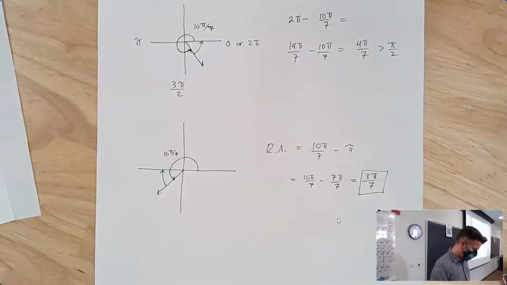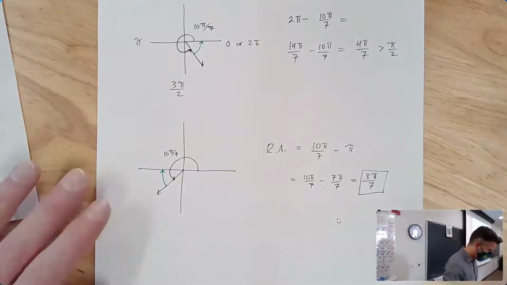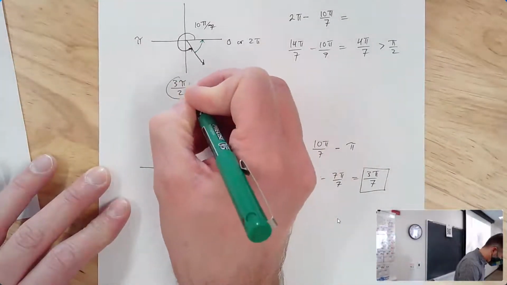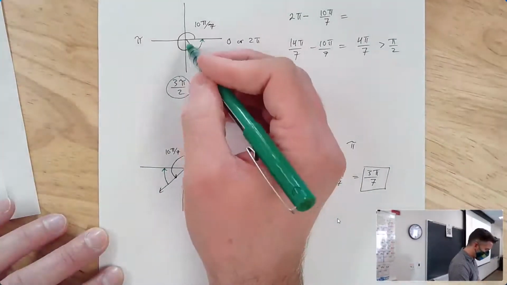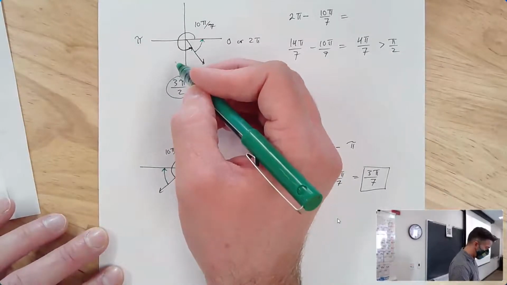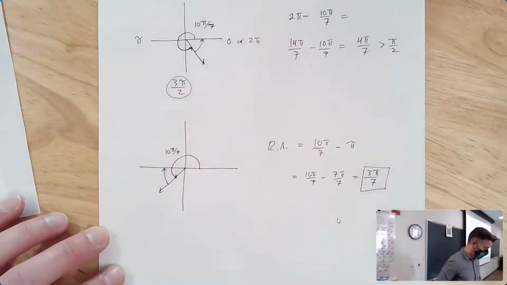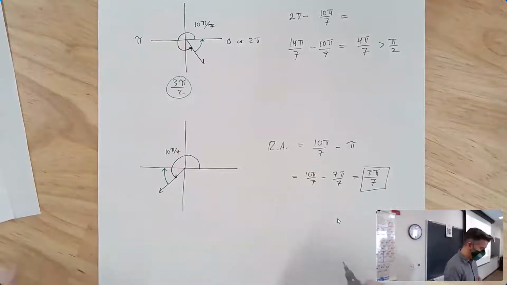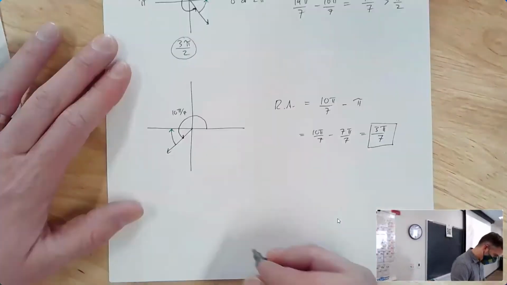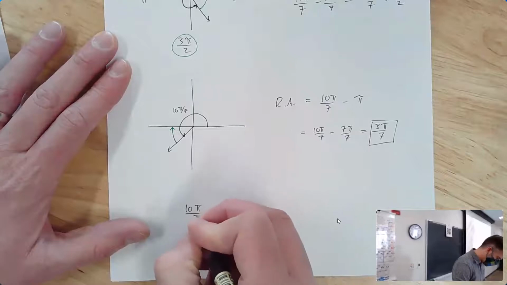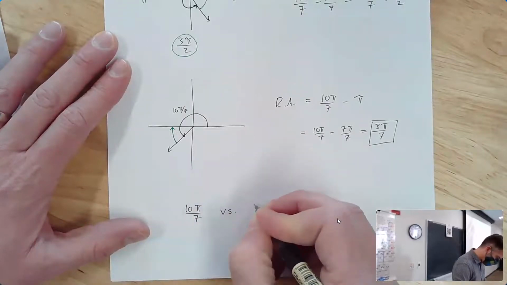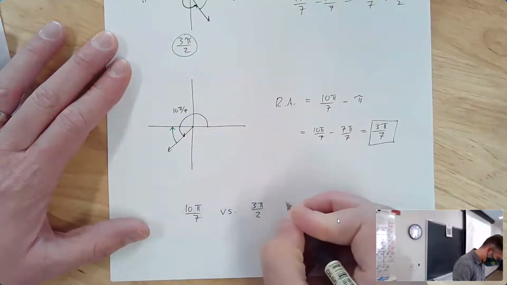If you don't want to go through the trouble of guessing which quadrant it's in, you could compare it to the angle 3 pi over 2. Because if it's less than 3 pi over 2, it's going to be in quadrant 3, and if it's bigger than 3 pi over 2, it's going to be in quadrant 4. So what we could have done, if we really wanted to say, well, how does 10 pi over 7 compare to 3 pi over 2?